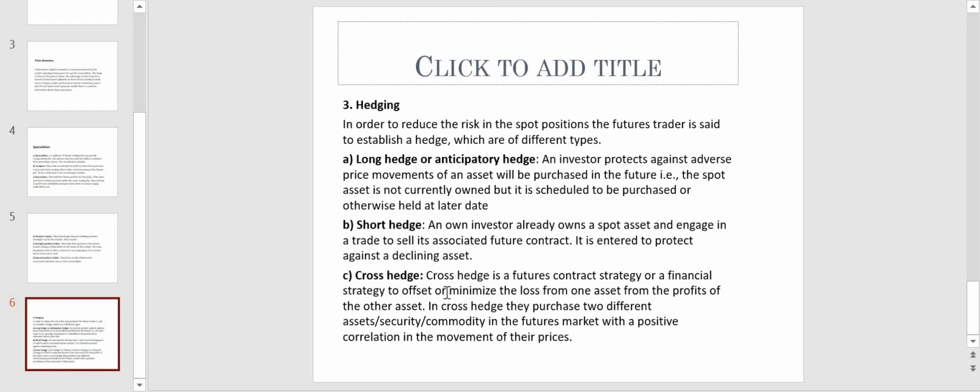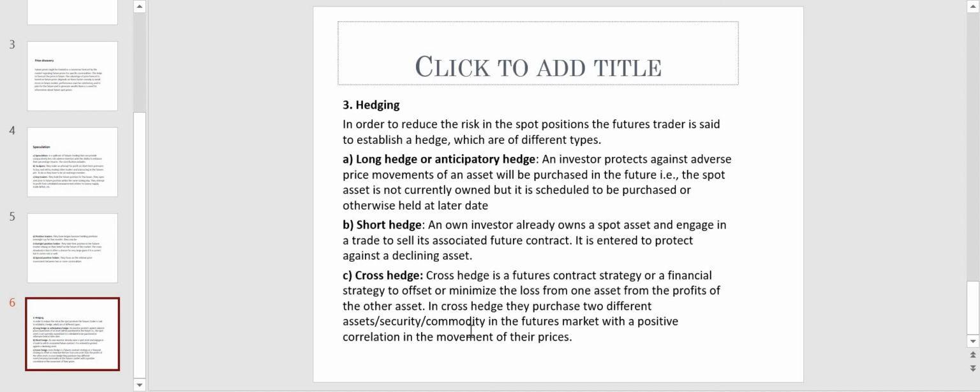Then you have got cross hedge. Cross hedge is a futures contract strategy or a financial strategy to offset or minimize the loss from one asset from the profits of the other assets. Here in cross hedge, they purchase two different assets. It might be security or commodity also in the futures market with a positive correlation in the movement of their prices. So they buy two types of commodities in such a way that there should be positive correlation between the prices of the commodity.